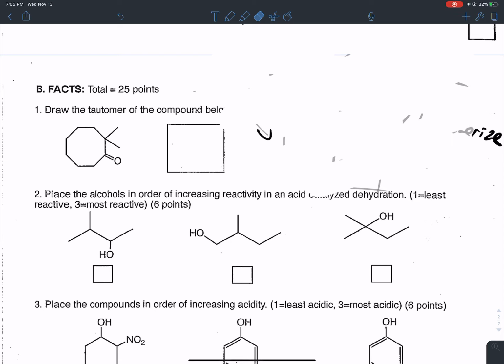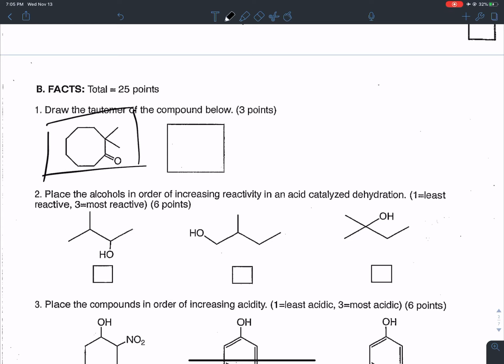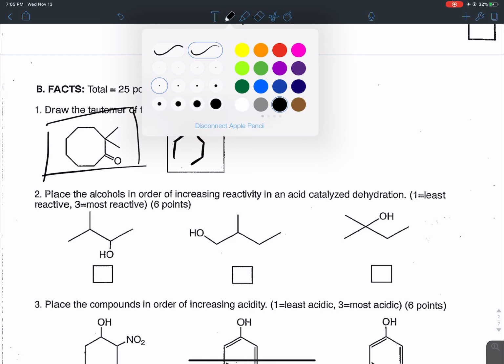So, looking at what we've got, draw the tautomer. What she wants you to do is to draw the other pair. So, looking at this first molecule, do we have the ketone or the enol? We have the ketone. So what do we need to draw? We need to draw the enol. Yep. So let's go ahead and draw our carbon skeleton, just all of our sigma bonds first. I'll go ahead and make this a little thinner. There we go.